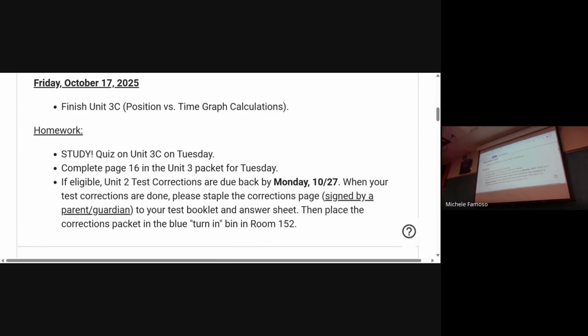Just make sure, some of you who did the test corrections last time did not get the signature that you need in order for me to even look at your corrections. So please make sure you do that. Maybe when you get it back, if you have a correction sheet, highlight that or circle it, whatever, to make sure you get that signature. Because without that, I'm not going to give you the credit.